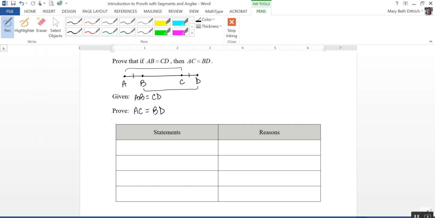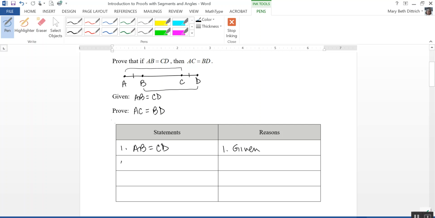So our first statement is always the given information. So I know that AB, the length of AB, is equal to the length of CD, and I know that to be true because that is what is given. Now I'm going to take a look at this and say, well, I don't really care about AB and CD. What I'm more interested in is AC and BD.